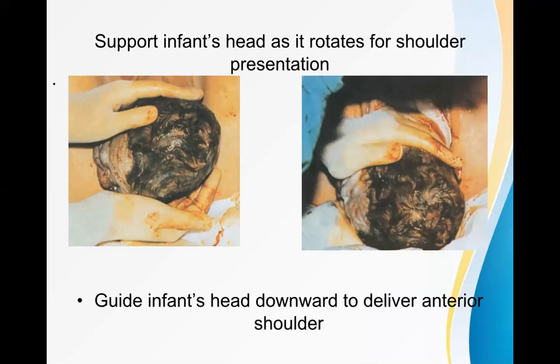That is the anterior shoulder. So you need to deliver the anterior shoulder first, and to deliver it, we need to take the head a little bit lower down, and the anterior shoulder would pop out. After that, we should extend the head again, or take the head upward, for the posterior shoulder to pop out. After the shoulders come out, the rest of the body will be very easy to follow.